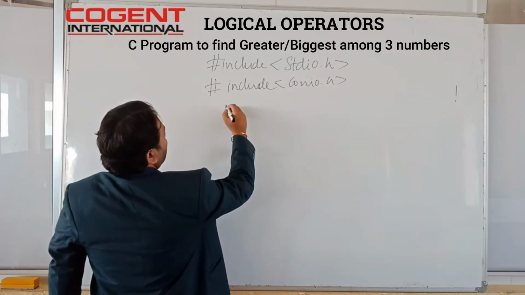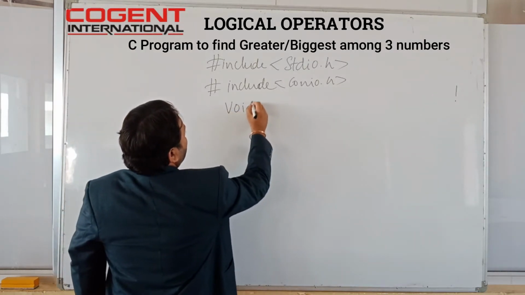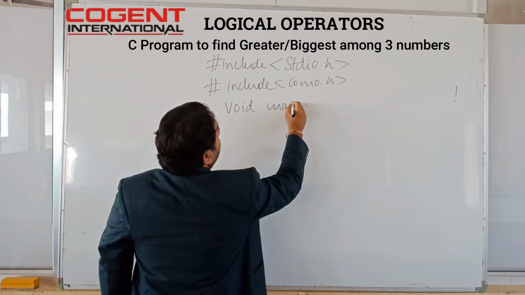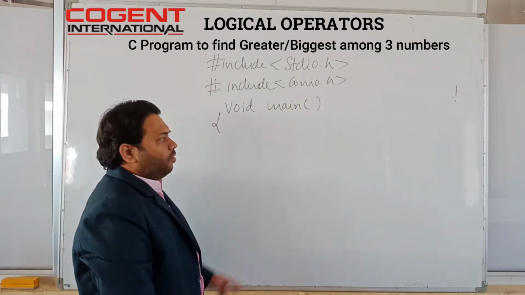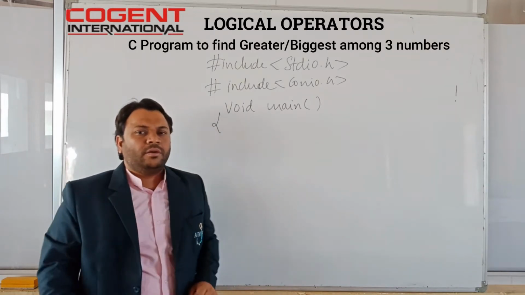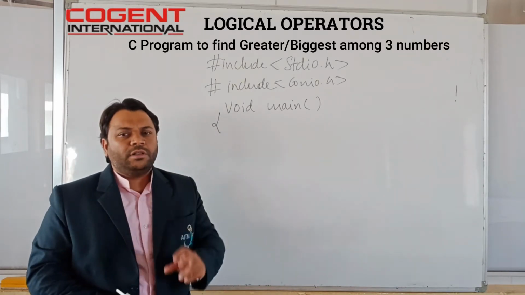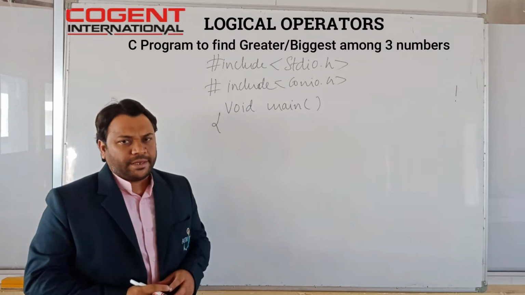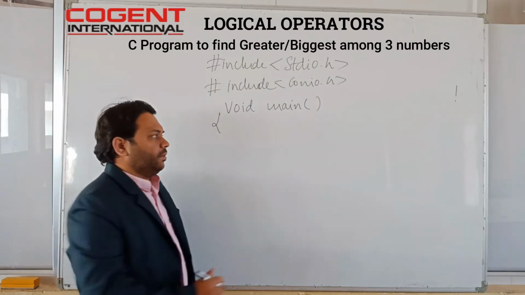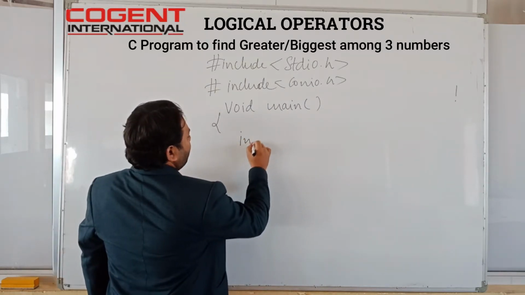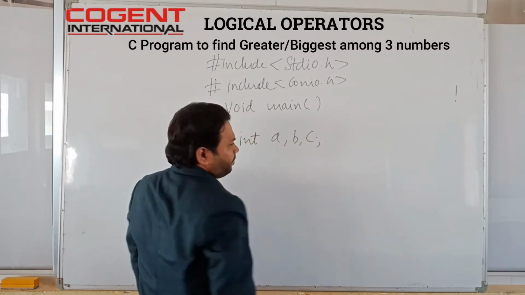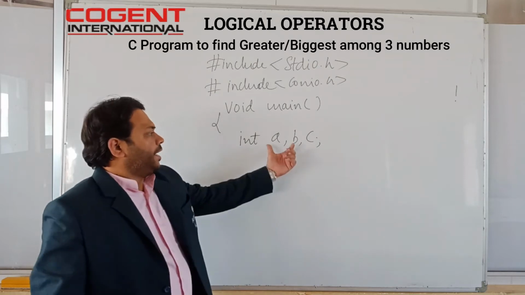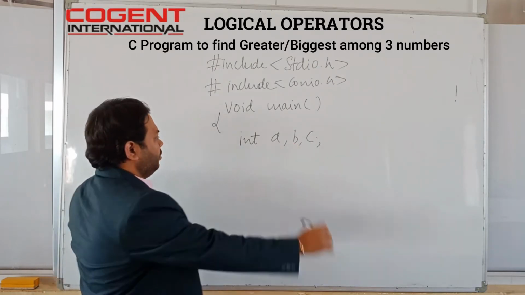Next is the main function. I'll declare it as void main. Then open brace. Now what is the program? To find the biggest among three numbers here. So I require three variables. I'll declare the three variables as int a, b, c here. So I need to read these values.